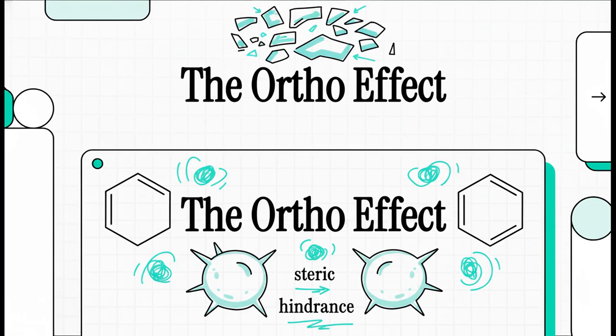All right, welcome back. Today, we are tackling a classic curveball from organic chemistry. Seriously, this is a concept that feels like it was specifically designed to trip you up on exams. It's called the Ortho effect, and it's a perfect example of when chemistry's rules seem to, well, break. So let's dive in and figure out exactly why this happens.